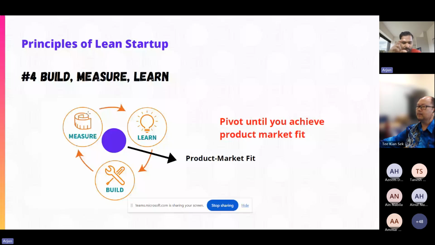So that is what we call pivot or persevere, right? So every time you find that your prototype is not satisfiable for the customer, you pivot.